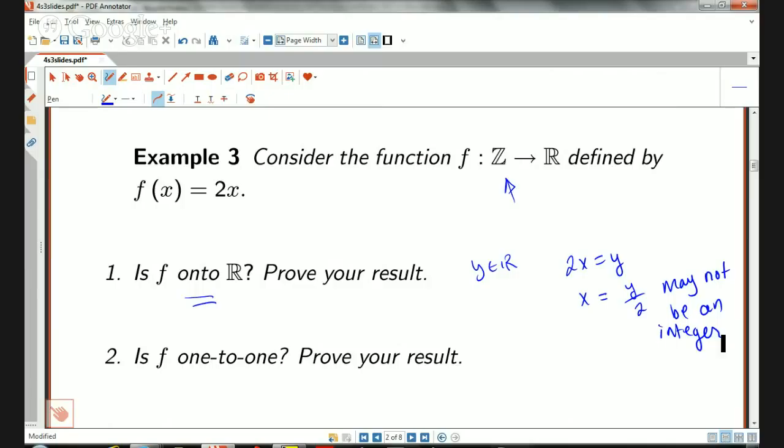So is it onto? No, not onto. How would we show that it's not onto? Yeah, give an example that fails. So an image in the integers. No, I want a number, not a formula. 3. Three images are even.